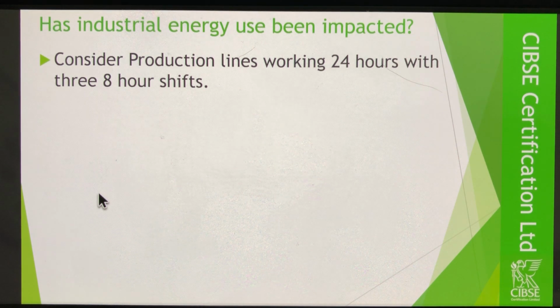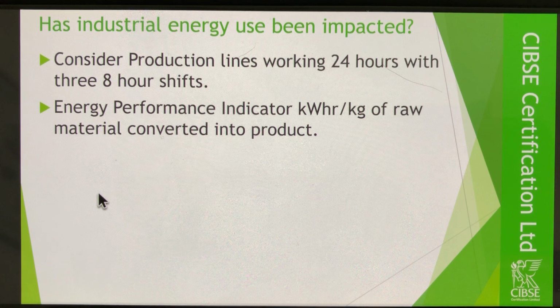How's industrial energy use been impacted? Well, I've spoken to a few people who've modified their working patterns. They previously had 24-hour production with 8-hour shifts, with crossover between the shifts. To keep production going, they've changed that so that one shift disappears and then another shift starts, so that people will never meet. It means that the production line is running without actually producing any goods. So if your performance indicator is kilowatt hours per kilogram of raw material, I've seen that being used in a pizza production facility.